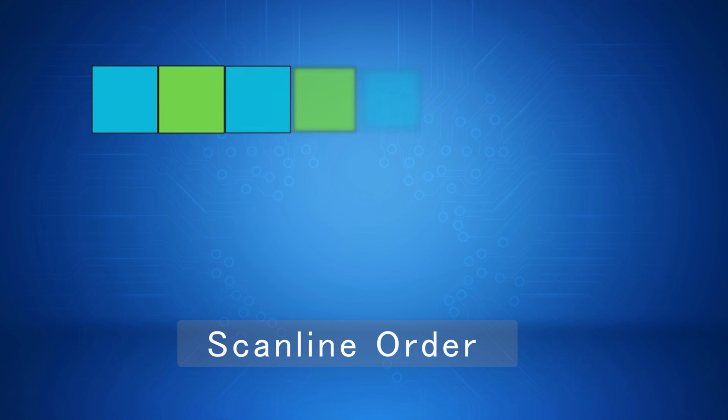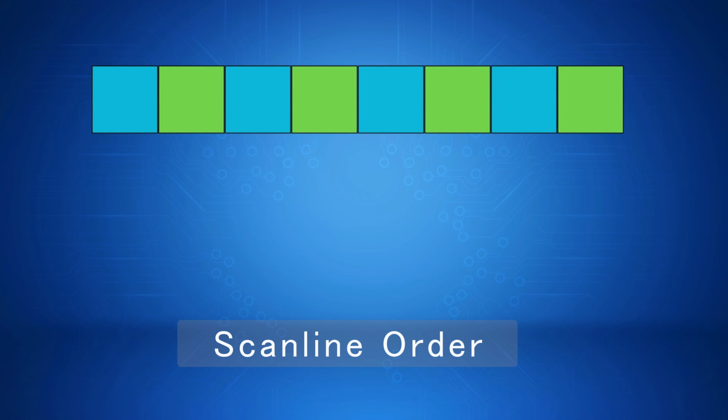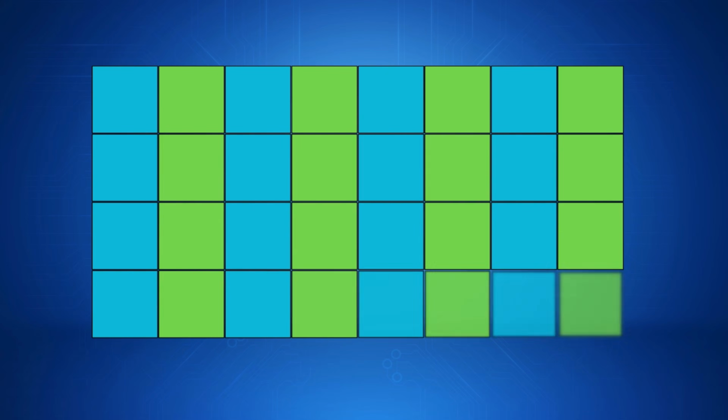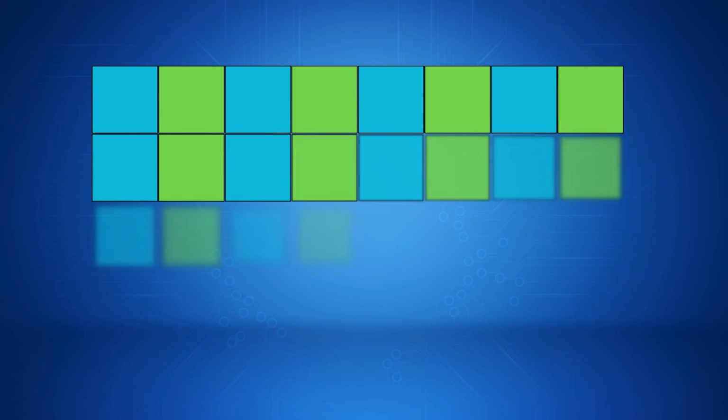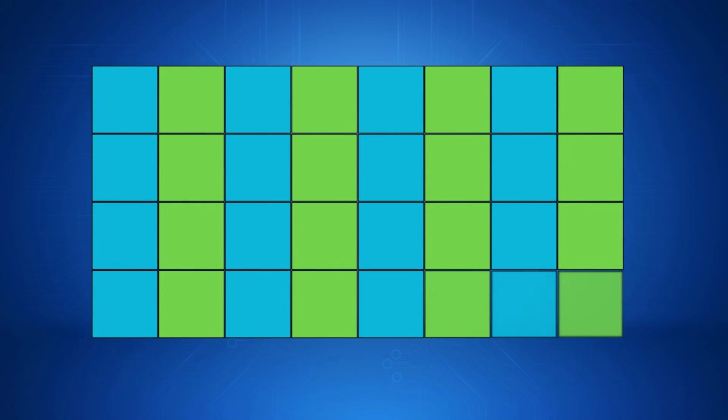That means it reads the color of the first pixel in the first row, then the second, then the third, all the way across. When it hits the end of a row, it immediately jumps to the start of the next row and does it again, top to bottom, left to right.